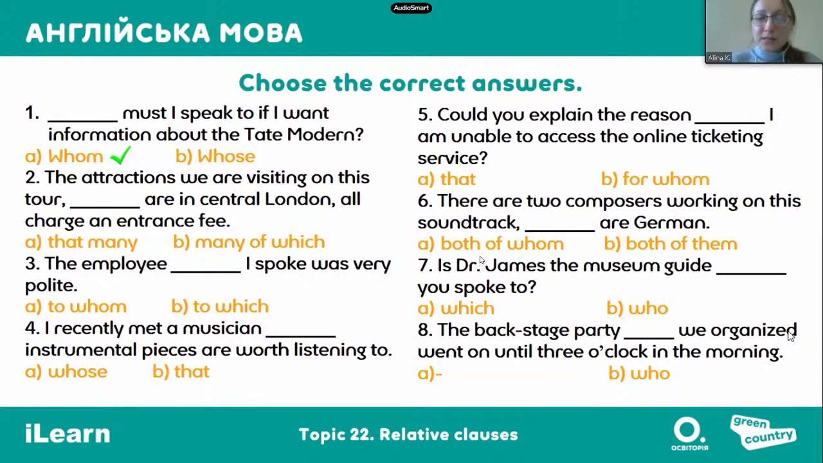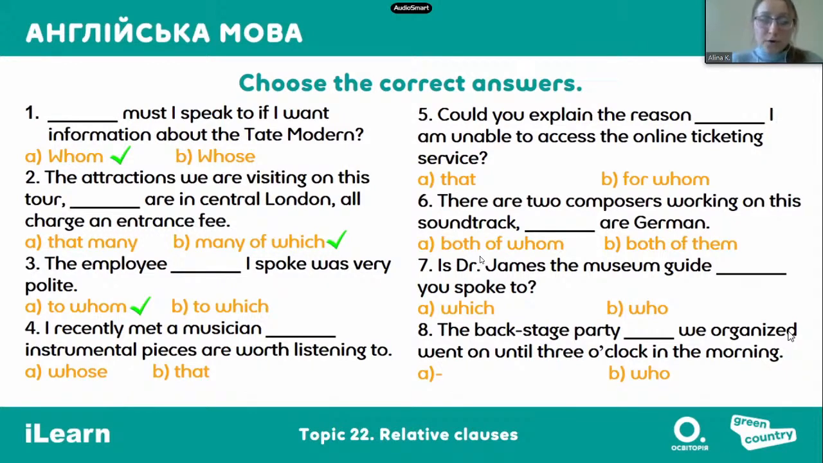Okay, number 2. The attractions we are visiting on this tour, Gap, are in central London. All charge an entrance fee. The correct answer is B. Many of which. Remember, if you want to emphasize quantity in the relative clause, you put the quantity first, then of, and then which, if it is about things, or whom, if it is about people. Okay, number 3. The employee, Gap, I spoke, was very polite. Number 3, that is A, because we're talking about an employee, that is a person.